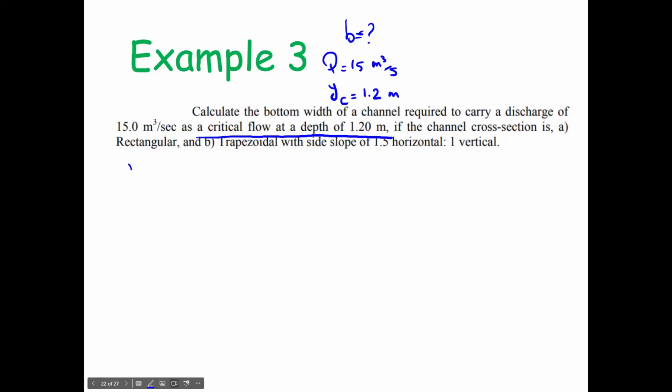And it gave you two situations. So I will start with A. A says that it's a rectangular channel. So you have something like this. You don't have B. You just have YC and a discharge.